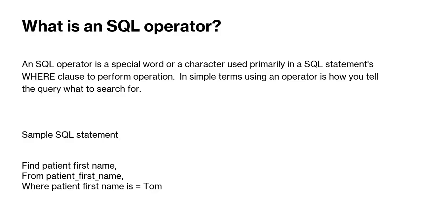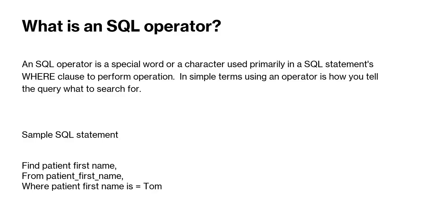So in this sample SQL statement, I have find patient first name. So I want to search the PACS database and get patient first names. Where in the PACS database is it going to find this? It's going to find it in a table called patient underscore first underscore name. So database tables can't have any spaces in them, so people put underscores to link it all together. So I want to find patient first name. I want to search in the patient first name table in the database.